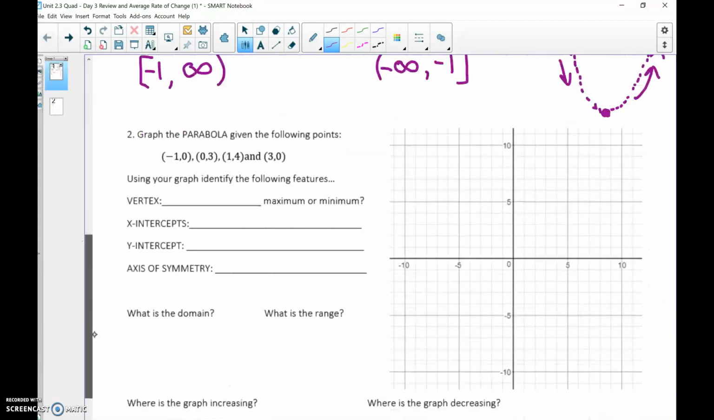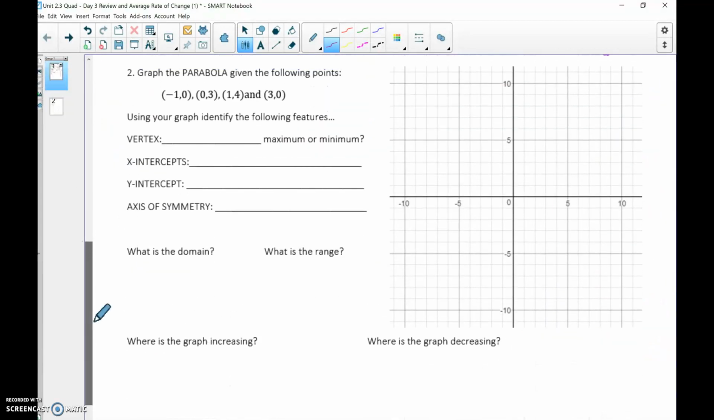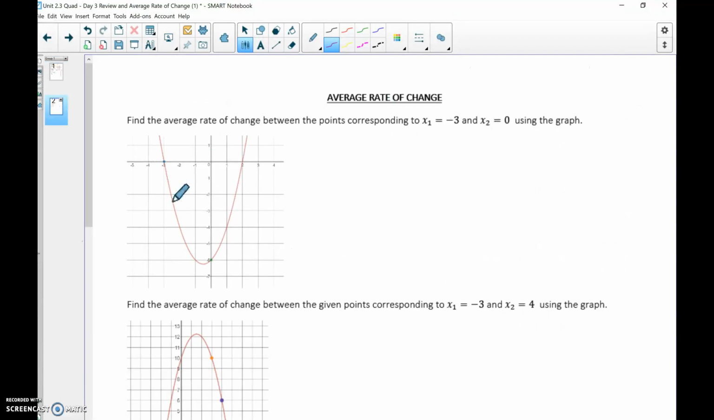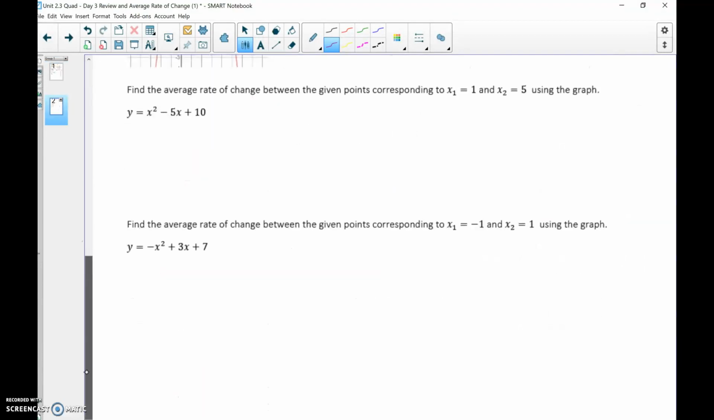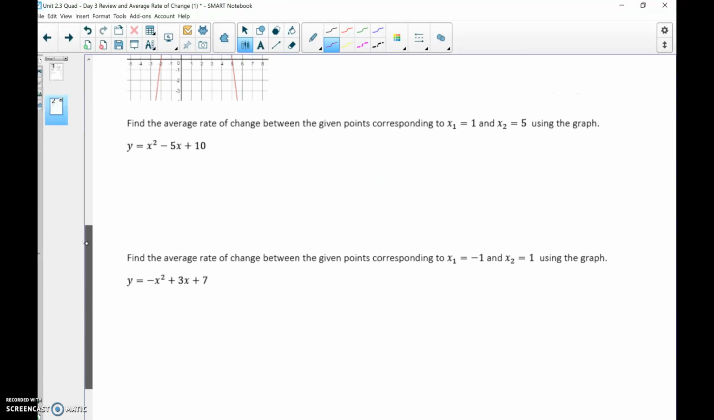Alright, so you are going to try this one then. Do all the features that are there. If you want me to check it over when you're in class, feel free to. I'm going to flip over to the back side and give you this example and then also this example.